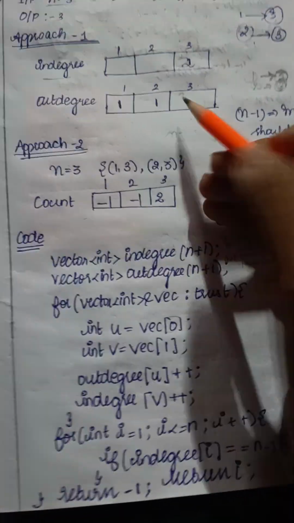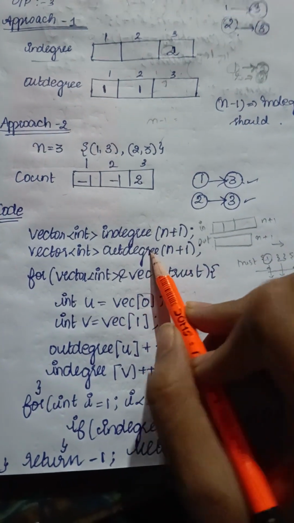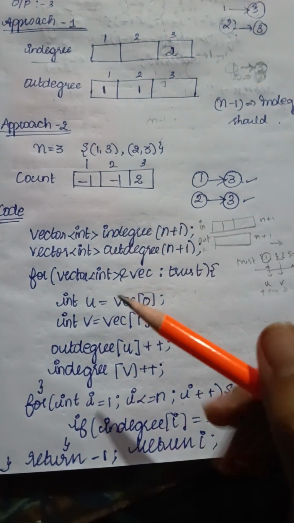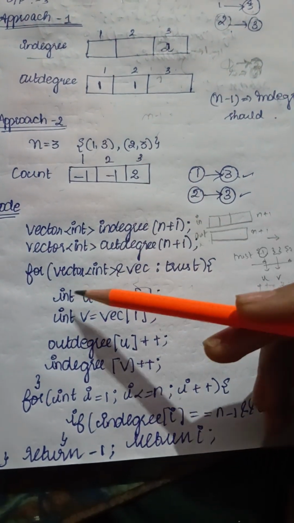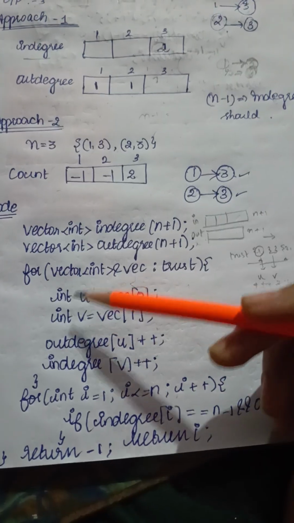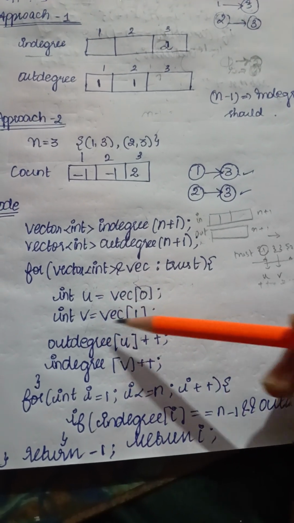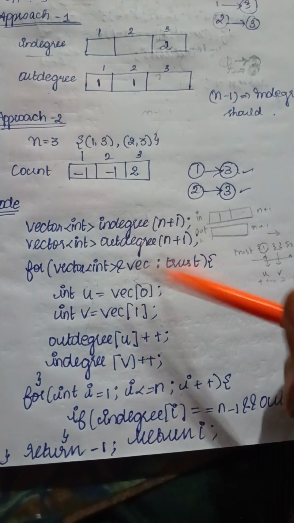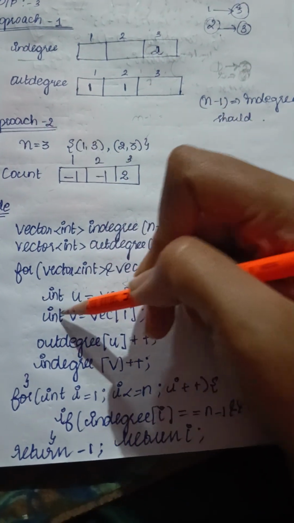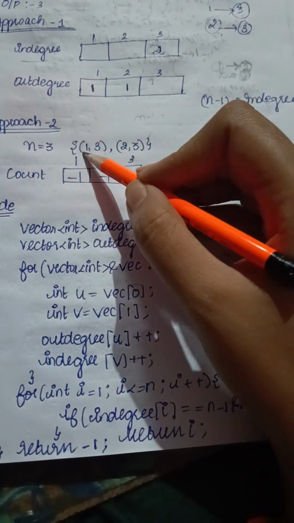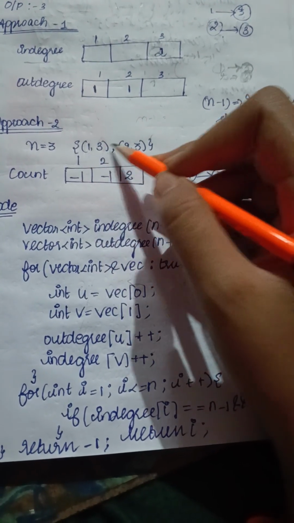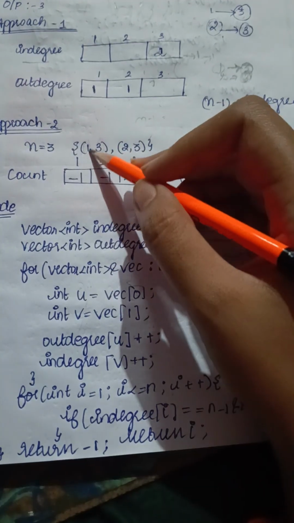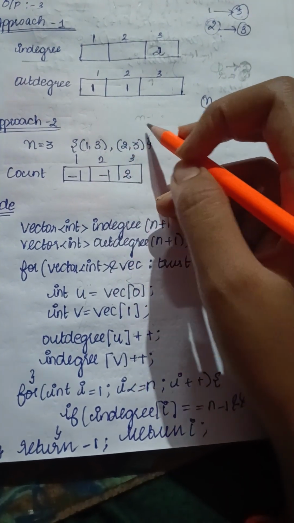Actually this has two arrays, which is making it so complex. So what we are doing is one array for in degree, one array for out degree. Next I am traversing the trust array, and I'm just initializing two variables pointing to vec of 0 and vec of 1. So int u is equal to vec of 0, so it is pointing over here, and vec of 1 is pointing over here. So out degree and in degree are both incremented.